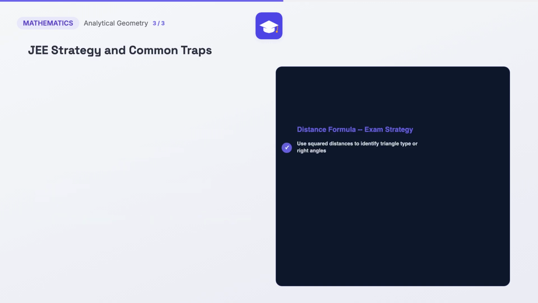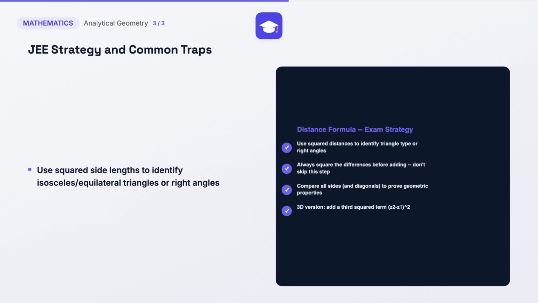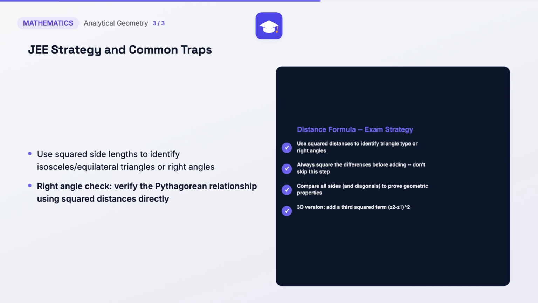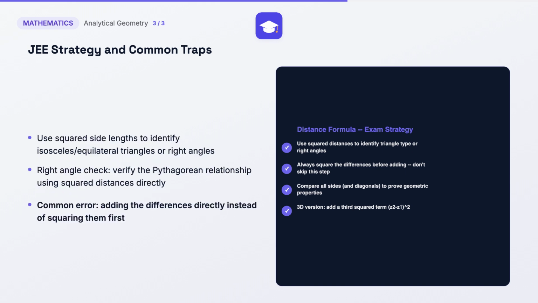The single most frequently tested JEE application is using the distance formula to prove geometric properties of a triangle or quadrilateral, computing all the relevant side lengths and sometimes diagonals too, then comparing them to suggest an isosceles or equilateral triangle, and checking whether the squared distances satisfy the Pythagorean relationship reveals a right angle, without ever needing to compute any actual angles directly. A frequently tested trap involves forgetting to square the differences before adding them.